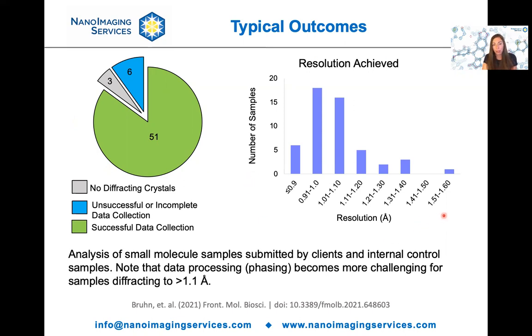So, talking about the resolutions that we achieved. I've plotted here the resolution of all of the data that we collected that we deemed processable. In most cases, we were achieving resolutions of 1.1 angstroms or better, which is great to see, especially given that that's the line where phasing gets much more challenging. We were still able to phase data for some of these lower resolution structures, including a 1.6 angstrom structure, but things do get more challenging there.